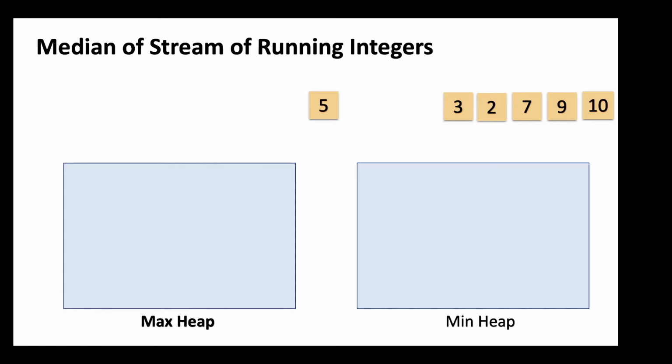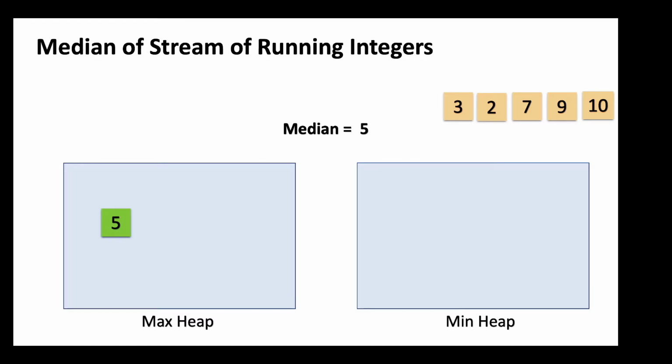So to find out the appropriate position of the 5, we first have to check the root of the max heap. Since the max heap is empty, we will blindly put 5 within the max heap. And since 5 is the only element within the max heap, obviously 5 will be the root element.